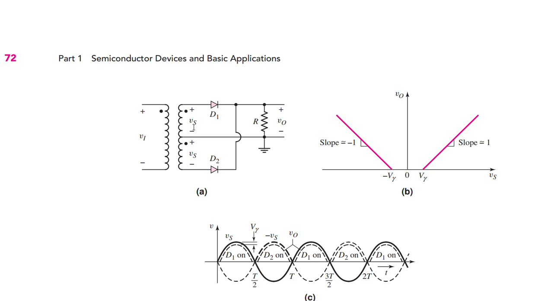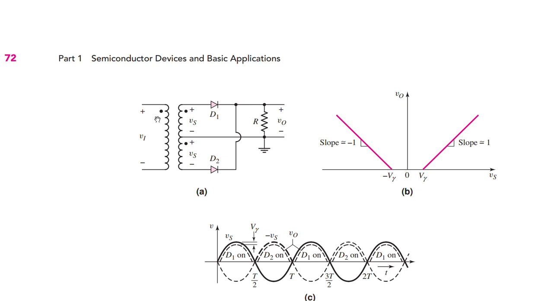If you look at the maximum voltage that can appear at the output, it's the peak value of the input side minus the forward voltage drop across diode D1, which is typically V gamma, or 0.6 or 0.7 volts. Therefore, if the input voltage is a 10 volt peak sinusoidal signal, then the maximum value of the output voltage will be roughly 9.4, 9.3 volts.